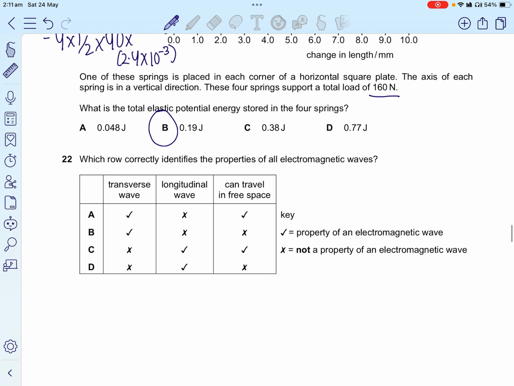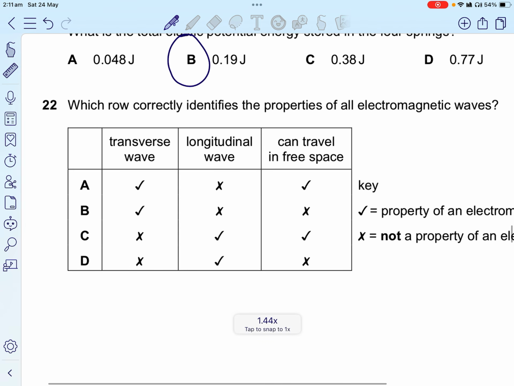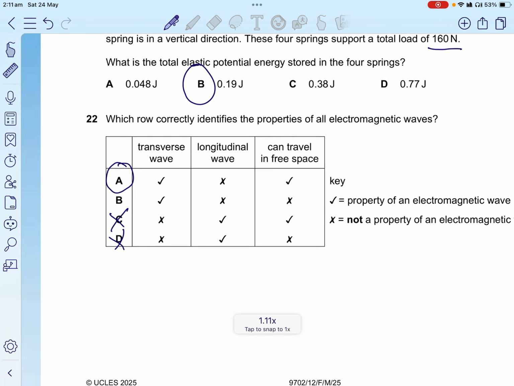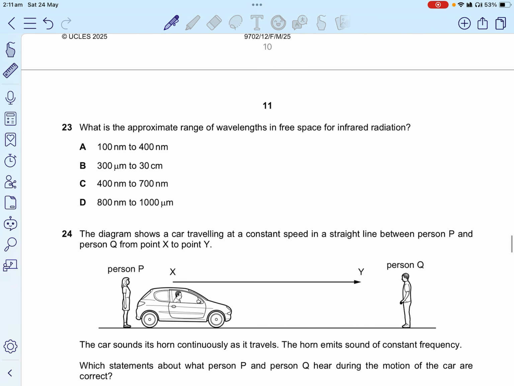Question number 22. Which row correctly identifies the properties of all the electromagnetic waves? Now, we know that all electromagnetic waves are transverse waves and not longitudinal waves. So options C and D are a straight cutoff. They can travel in free space as well, because the light from the sun reaches us. So therefore, the option is 22A. Easy question.